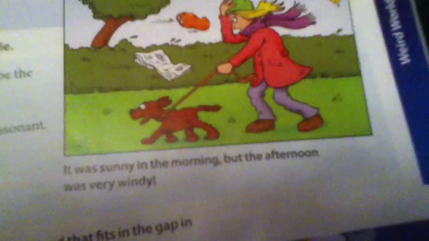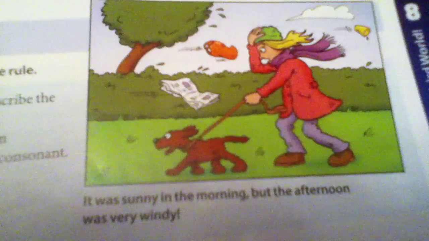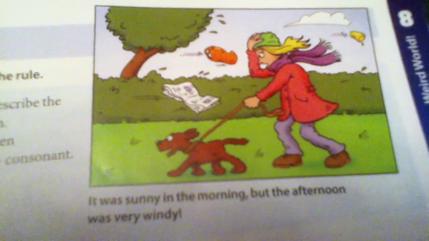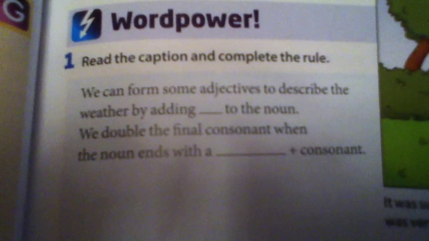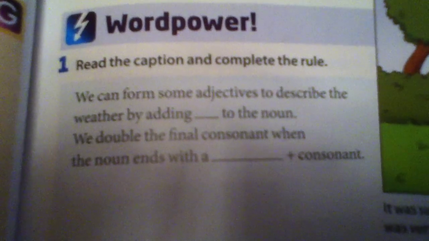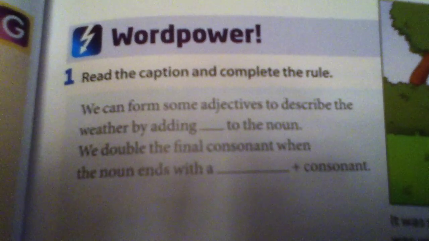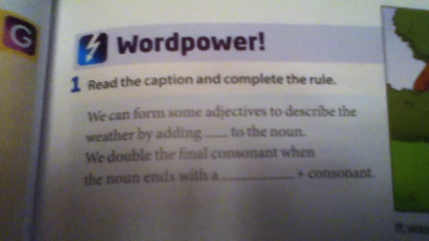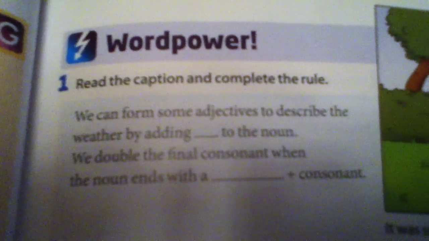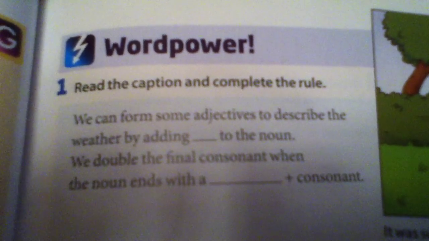So let's read the caption first. It was sunny in the morning, but the afternoon was very windy. Okay, let's take a look at the caption. We can form some adjectives to describe the weather by adding something to the noun. We double the final consonant when the noun ends with a something plus consonant.